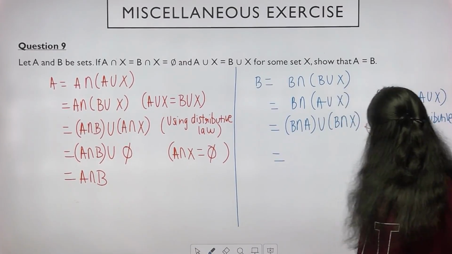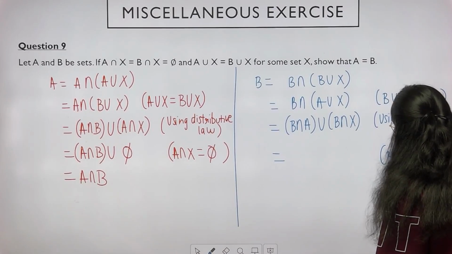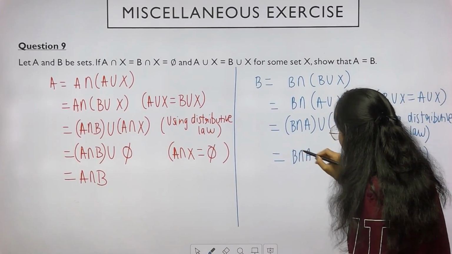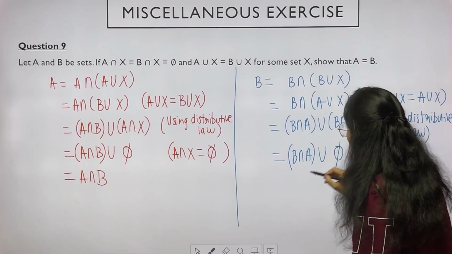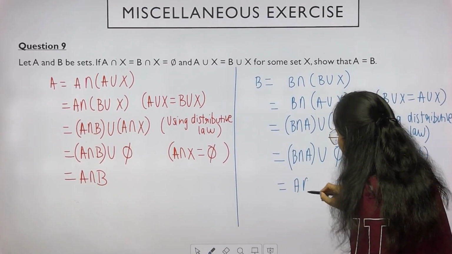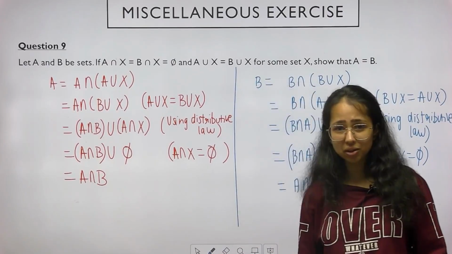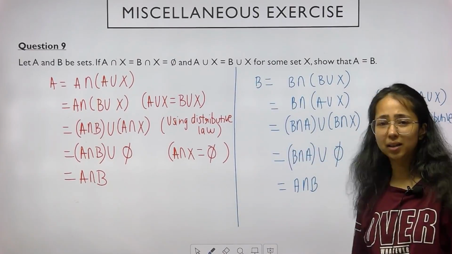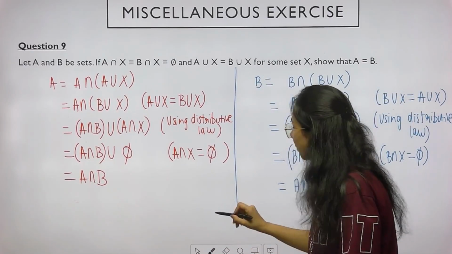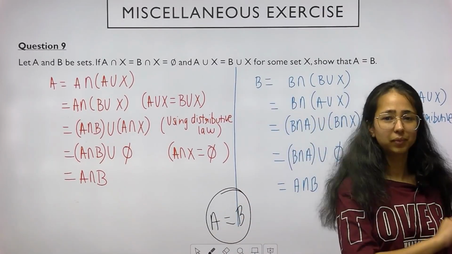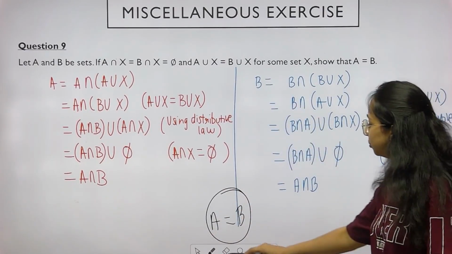Now, according to the question, B intersection X is empty set. Now it becomes B intersection A union empty set. It becomes A intersection B only. So clearly A is also A intersection B and B is also A intersection B. Now using 1 and 2, we can write that A is equal to B. I hope this is clear to everybody.